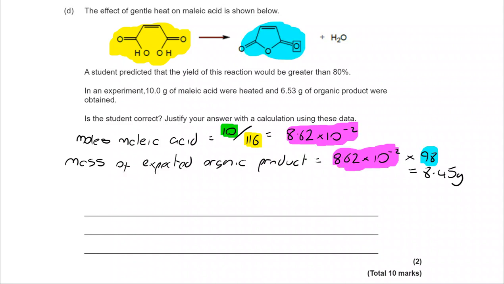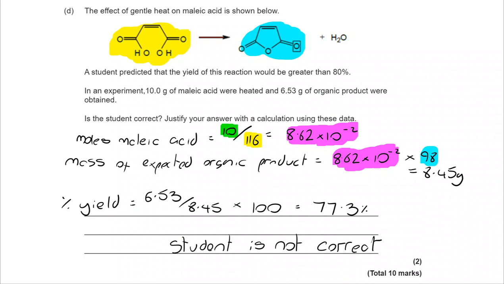Now, the mass of expected organic product. Because it's a 1-to-1 ratio, we know we would expect to make 8.62 × 10^-2 moles of the product. We can also calculate its Mr is 98, and that means we would expect a mass of 8.45 grams. Now, we know we got 6.53, so we need to find out what 6.53 is as a percentage of the 8.45. We're finding the percentage yield. It takes us to 77.3%, and therefore the student was not correct.